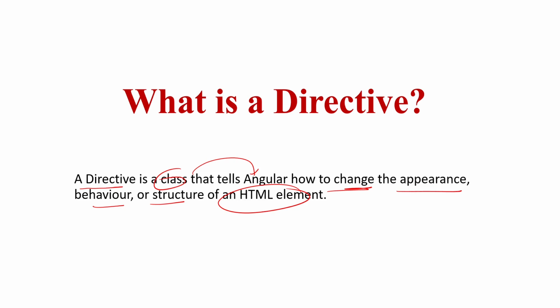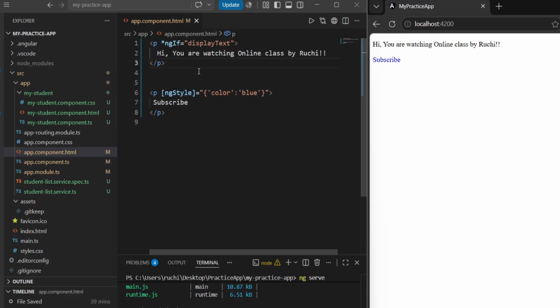Let's do some examples. Right now on your screen you can see we have two examples written here. Let's understand both one by one. The first one has a P tag, and inside the P tag I have the text, "Hi, you are watching online class by Ruchi." But you can see we have one directive here, ngIf. It will check the condition and decide whether we want to print this text or not.